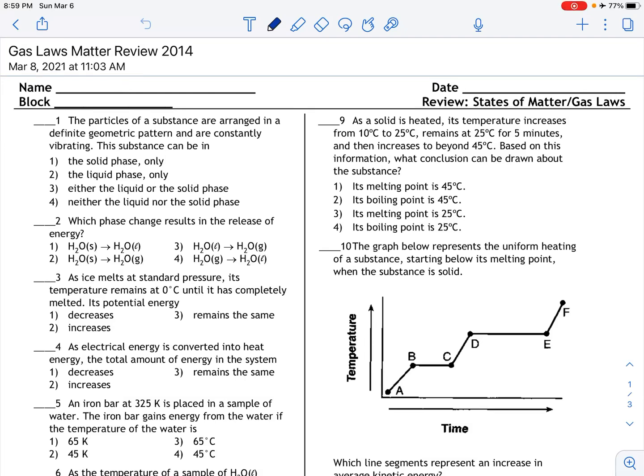Okay, this is the matter and the gas laws review. Make sure you've got a calculator and your reference tables close by. Okay. Number one, the particles of a substance are arranged.